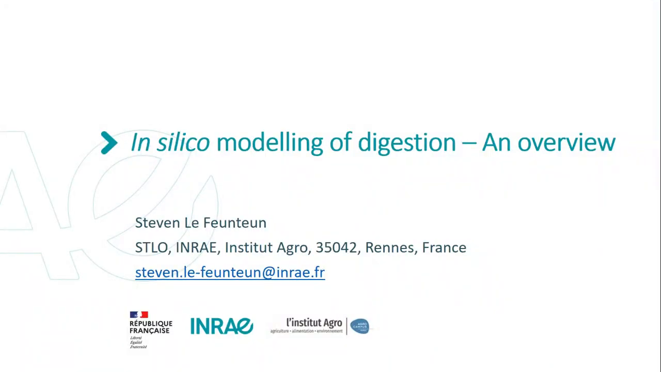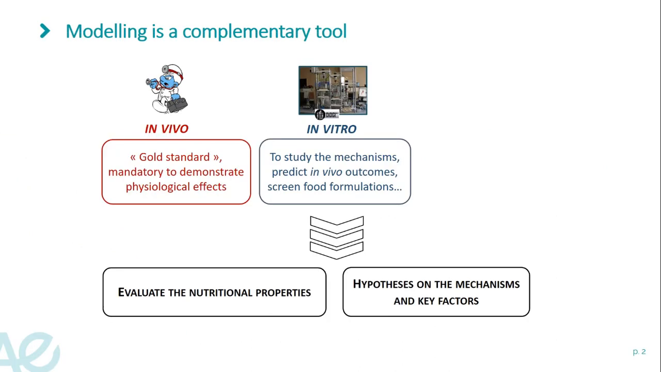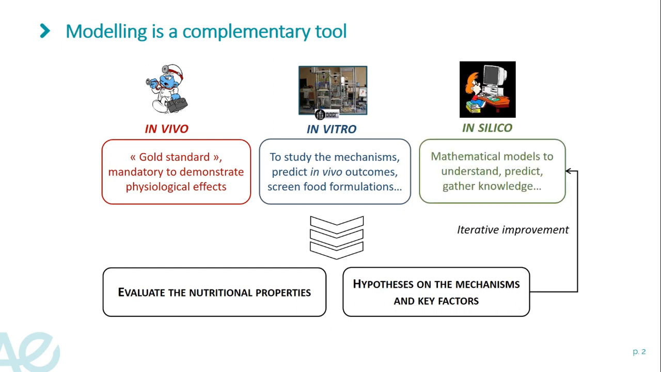Good afternoon, everyone. I'll try to do an overview of what can be done in the area of in silico modeling of digestion. So first of all, modeling should be viewed as a complementary tool to in vivo and in vitro experiments. So this can be used to evaluate the nutritional properties of foods and to draw hypotheses on the mechanism. So when we build an in silico model, we try to translate these assumptions into mathematics and use simulation to test our understanding of the phenomena, to make predictions, and also we should not forget it is a very useful way to gather the knowledge we have in a structured way.